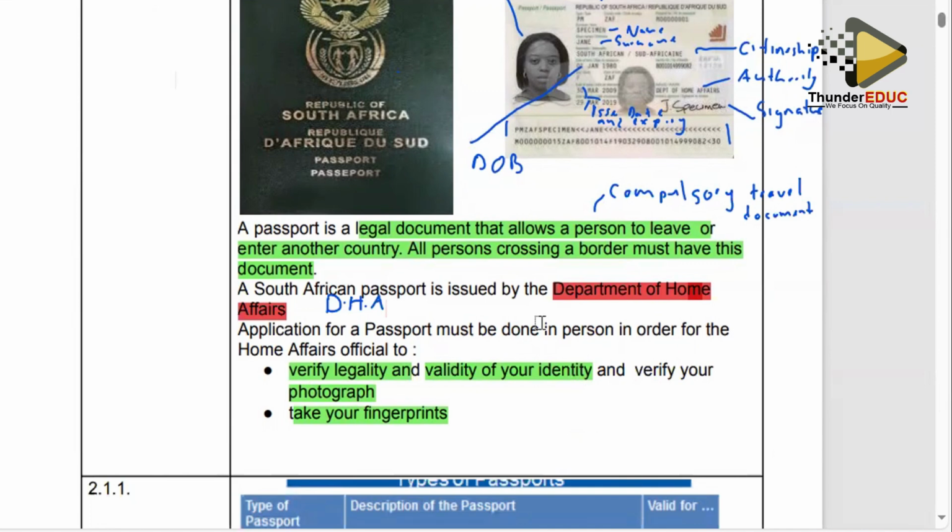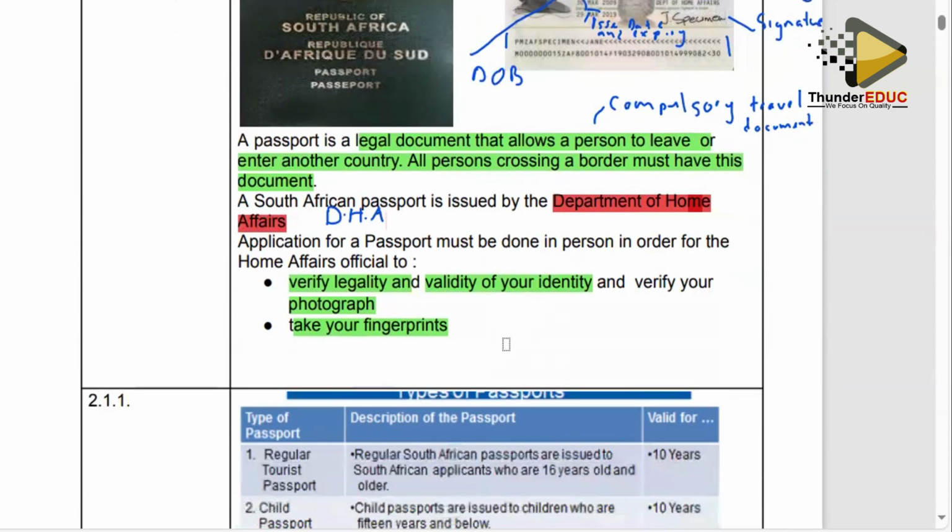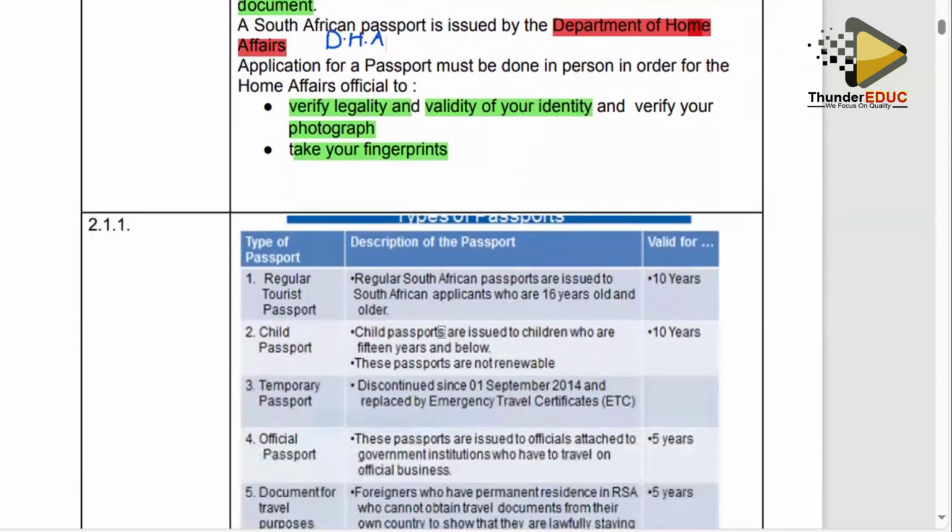It is a legal document that allows a person to leave and enter another country. So all persons crossing a border must have this particular document. The issuing authority is known as the Department of Home Affairs. A passport must be applied for in person in order for Home Affairs to verify the legality and the validity of your identity. They also verify your photograph, and they also take your fingerprints. That is the first document. So now let us move on to the next part, which is 2.1.1.